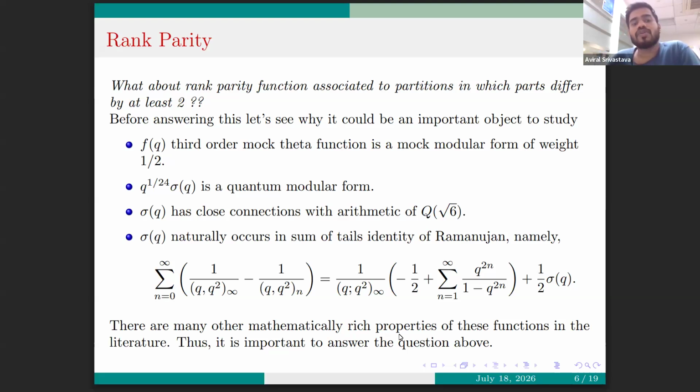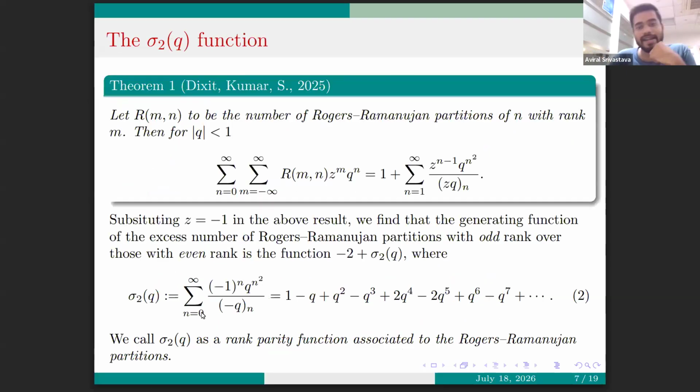Sigma(q) also naturally occurs in the sum of tails identity of Ramanujan, which is the identity given below. And there are many other rich properties of these rank parity functions. So it is obvious why not study the rank parity function associated with the partitions that differ by at least 2.